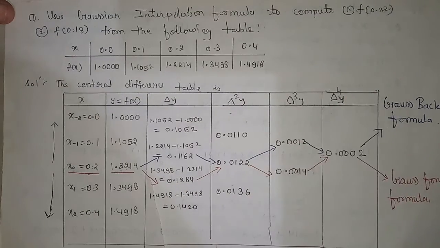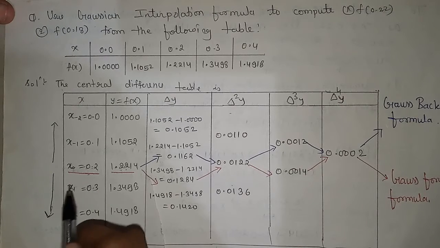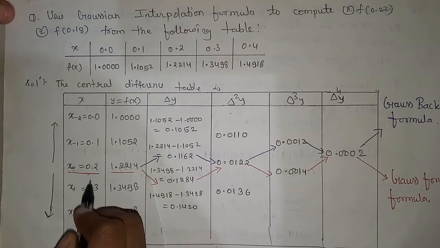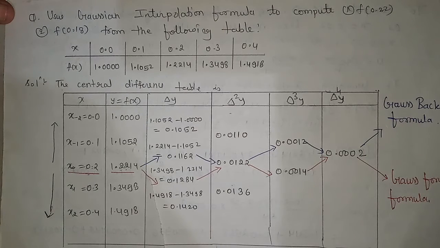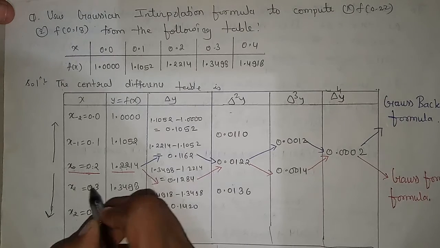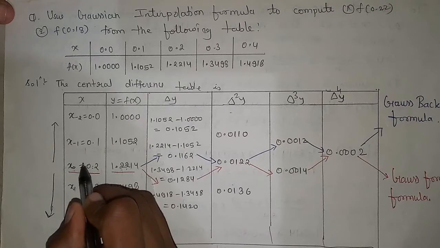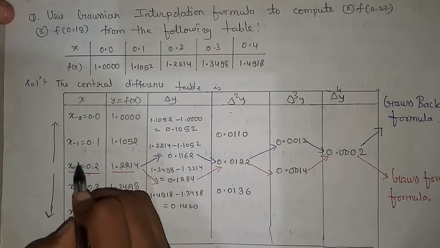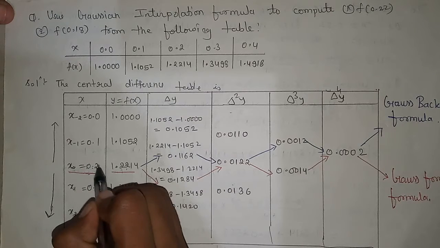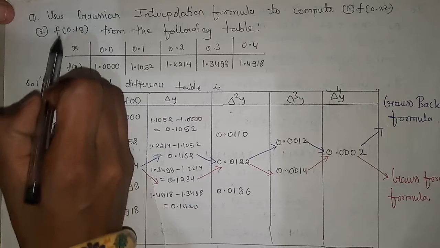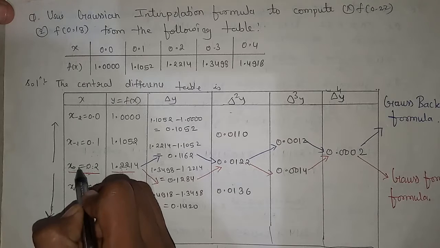Now here it is asked to calculate 0.22. If you see, 0.22 is lying between these two values, 0.2 and 0.3. If it is asked to calculate 0.22 by the forward interpolation formula, then x0 is 0.2, because 0.22 is lying between these two values. Or if the value is lying in this way, then we have to denote x0 as 0.1, and this is asked to be calculated by Gauss forward only, so we will write this as x0 and this as x1.